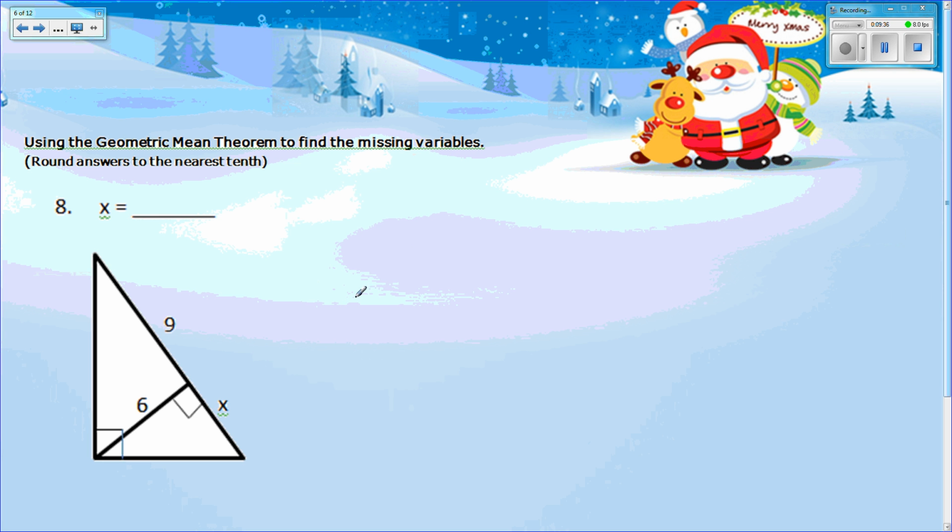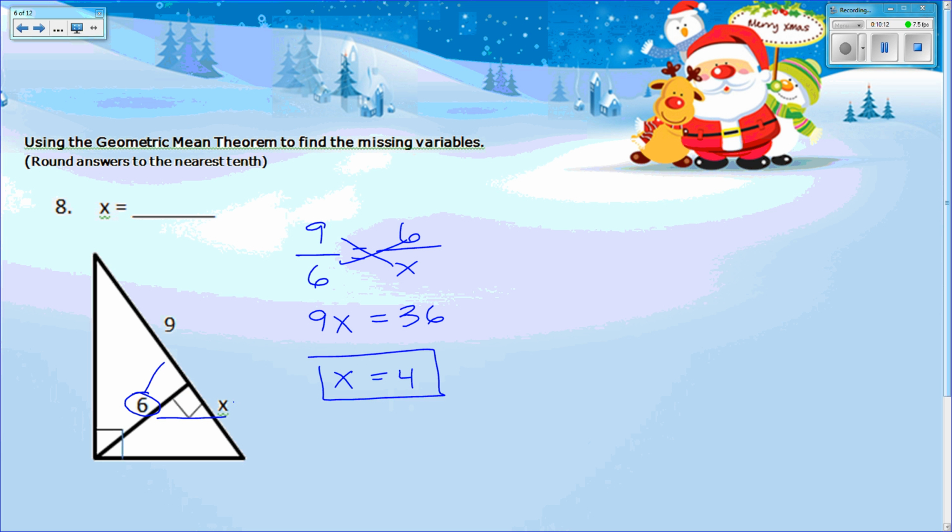All right, now this time, we're going to find the missing piece if they give us the geometric mean. So this is our geometric mean, and it pairs with this one and this one. So I'm going to create my proportion. My 6 is the geometric mean, so 6 goes in place. Remember, your geometric mean gets to go twice. The 9 and the x go in the other two places. Cross multiply. 9x equals 36. Divide both sides by 9. X is 4. So this little piece is 4.